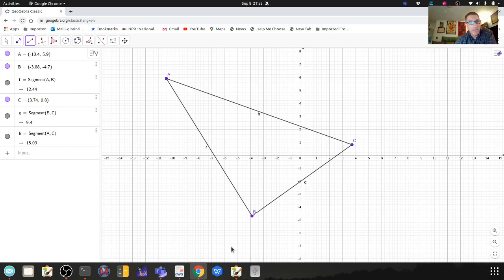Mathematically, by the method I just used, with the organ of the intellect rather than the organ of your eyeballs, we can determine exactly, if we have the coordinates of A, B, and C, whether that is literally a right triangle or not. And I think that's pretty cool. So let's go on back.